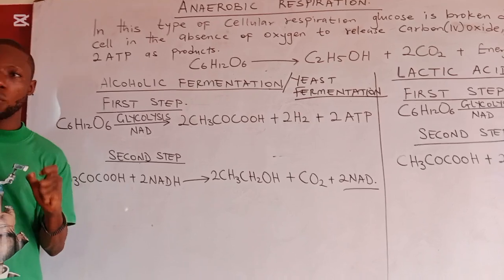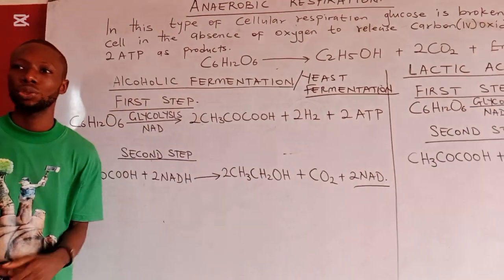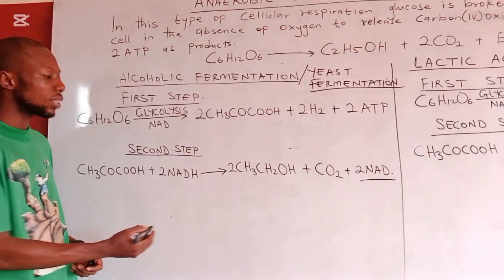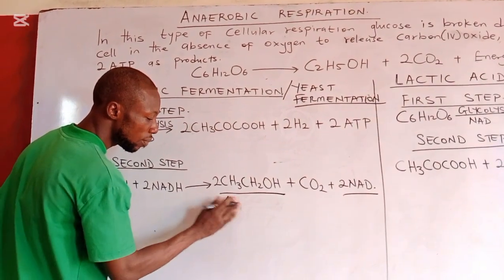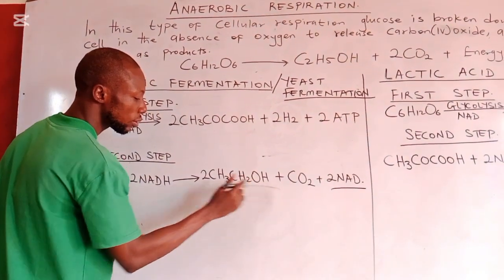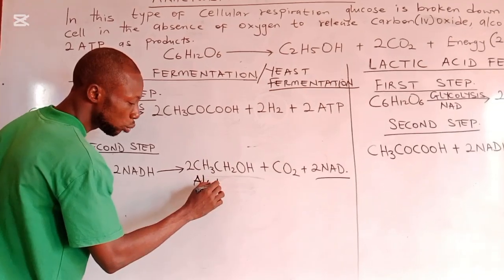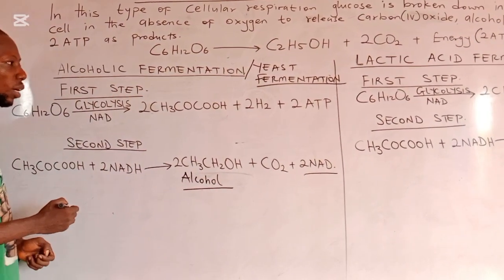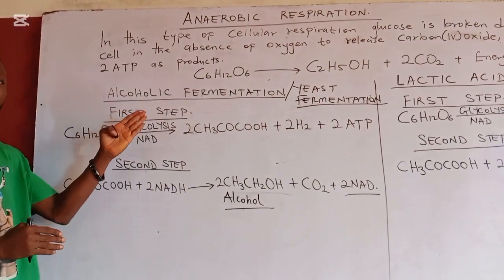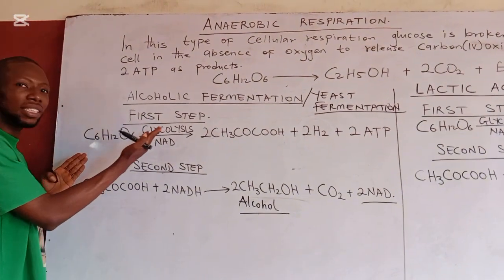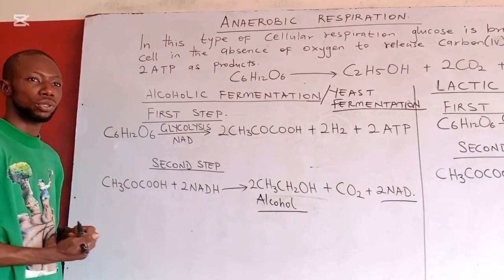First of all, why is it called alcoholic fermentation? It is so called because alcohol is produced in the process. Do you understand? Here is the first step. The first step in alcoholic fermentation is the normal glycolysis that occurs in aerobic respiration.